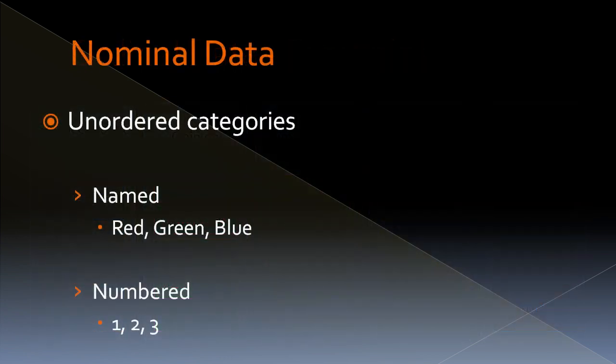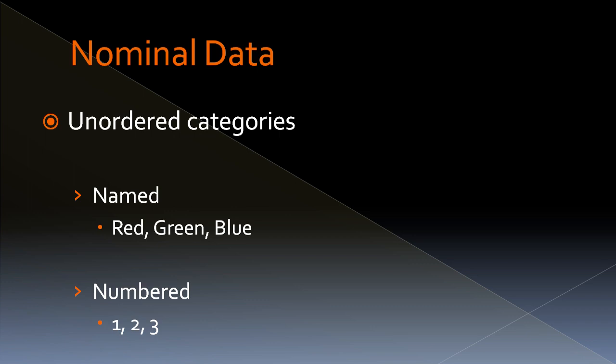When it comes to nominal data, these categories are named. That's where the word nominal comes from. The categories are named and they are unordered. So the categories themselves could be either named or numbered, and that's okay. If they're named, an example of this might be red, green and blue.